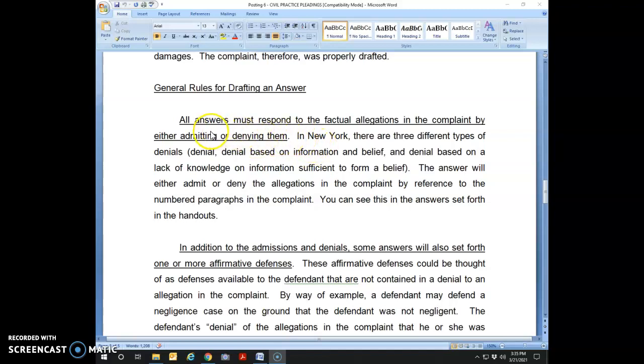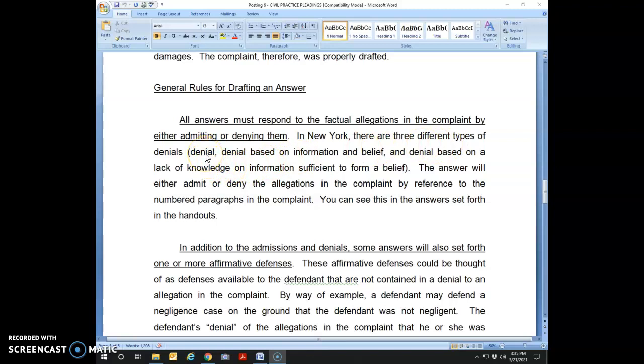And the first mission of all answers is that they have to respond to the factual allegations in the complaint by either admitting them or denying them. And let's be real and acknowledge that most of the ones that are pivotal are going to be denied. So far, so good. But what we run into is this. In New York State, if we're going to deny, and we're going to be doing a lot of denying, our denial is going to have to be one of three types.